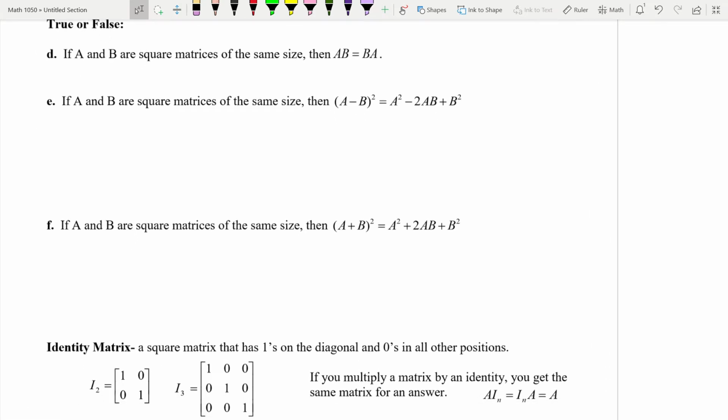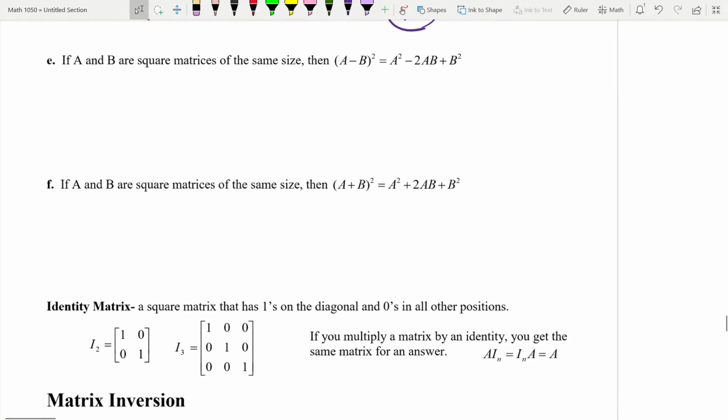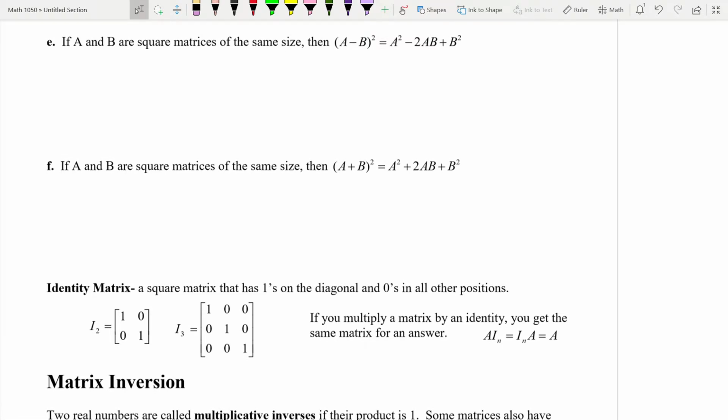All right, we're going to answer some true-false questions. If A and B are square matrices, a 2 by 2, a 3 by 3, a 4 by 4, even a 1 by 1, is it true that AB is the same thing as BA? Tell me. That is false. They are not the same. We just did that with question A and B.